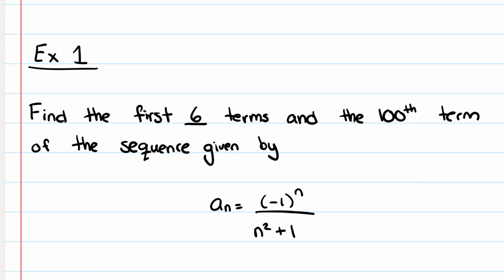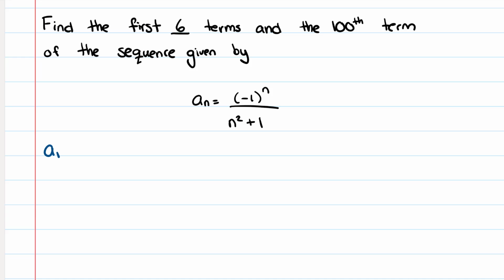Example 1, we're going to find the first 6 terms and the 100th term of a sequence that's given by this equation. Okay, so we're going to go ahead and find the first 6 terms. So A sub 1, all we do is we take the 1 and we plug it in for n. So it's negative 1 to the 1 divided by 1 squared plus 1. So we get negative 1 over 2. So negative 1/2.